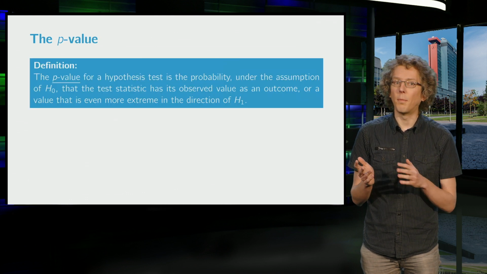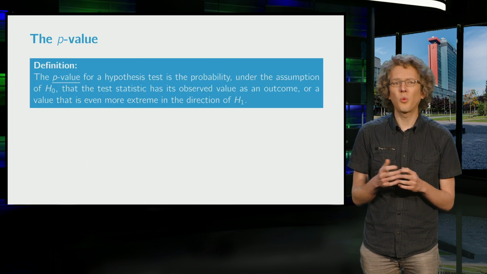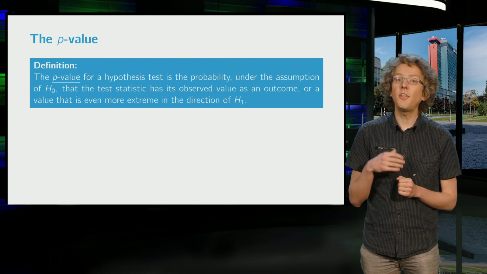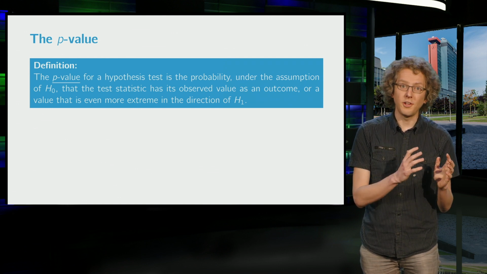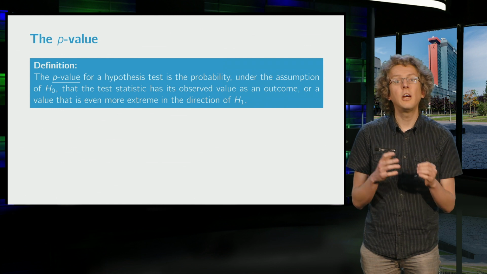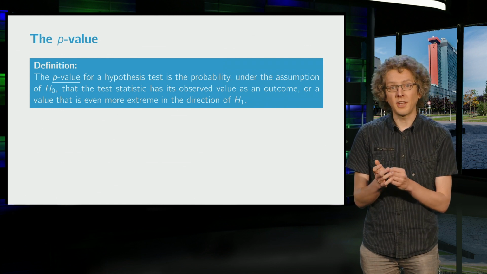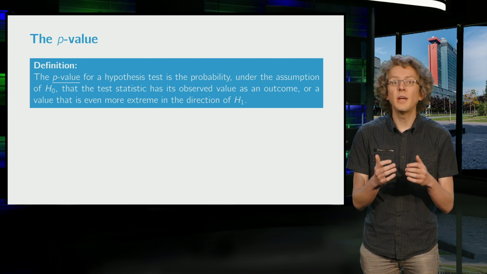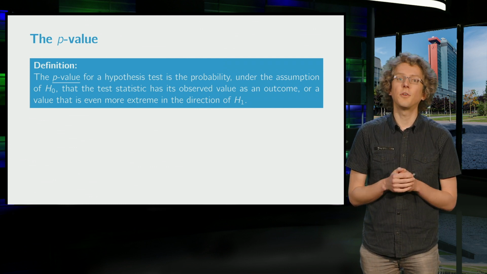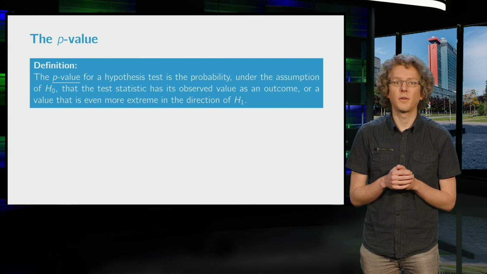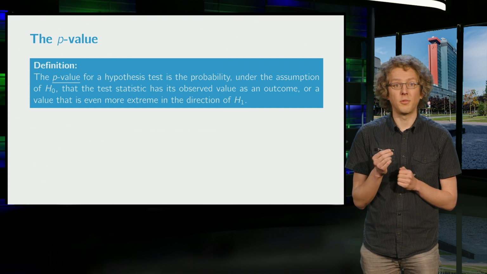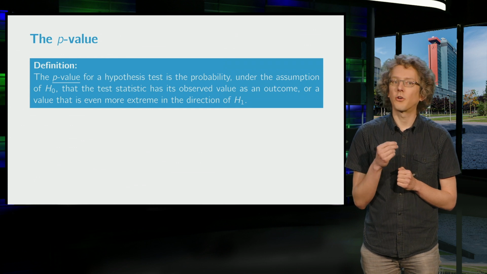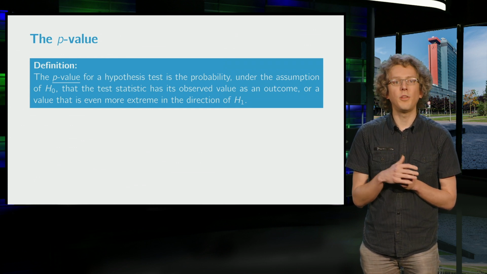In general, the p-value is defined in this quite lengthy way. It is the probability, under the assumption of the null hypothesis, to obtain the observed value for the test statistic, or a value that is even more extreme, even more convincing of the alternative hypothesis. It is a very important concept though. When you encounter a statistical test in a paper, the corresponding p-value will always be reported.